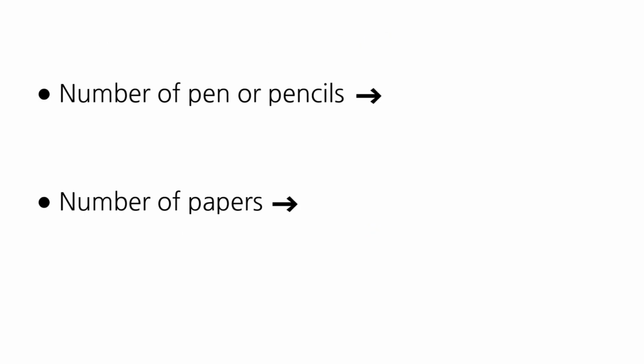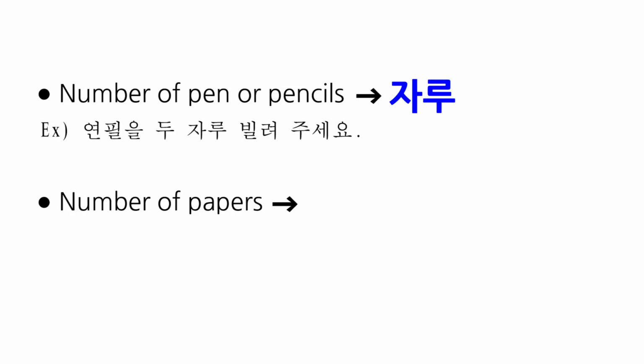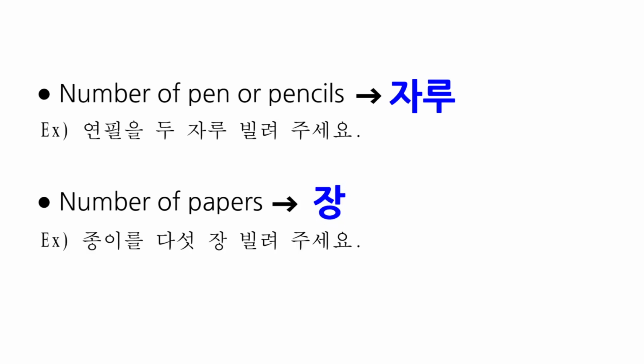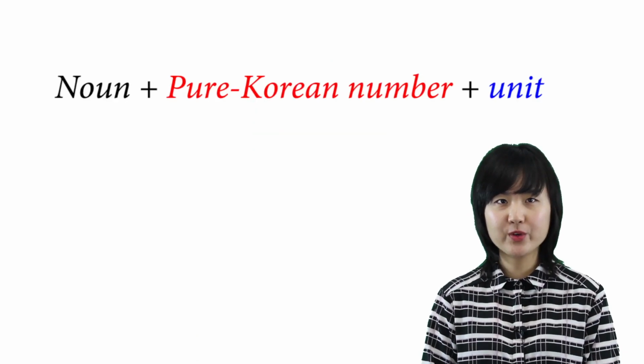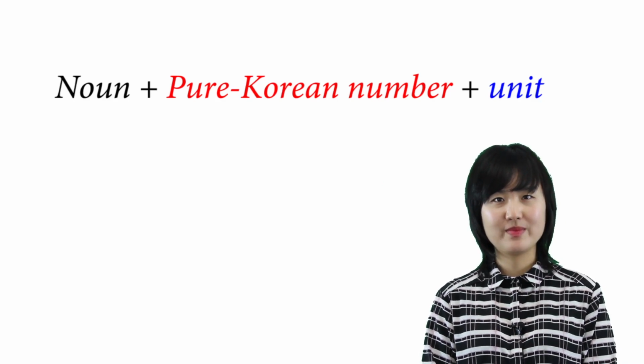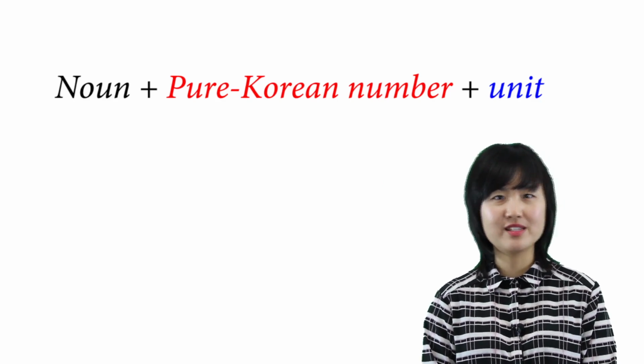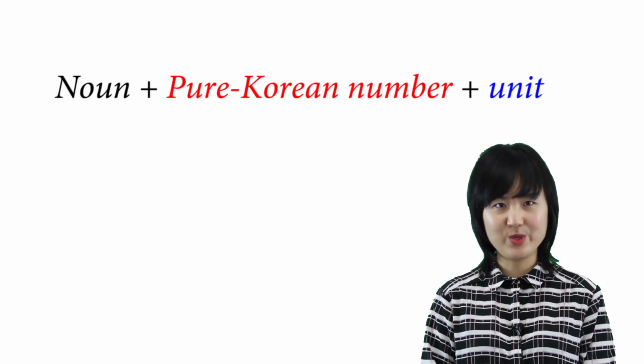Number of pen or pencils, 자루. Example, 연필을 2자루 빌려주세요. Number of papers, 장. Example, 종이를 5장 빌려주세요. To summarize today's lesson, remember the rule on how to count a number of items. Noun plus pure Korean number plus unit. And the best way to memorize the different units is to use Korean using those units.